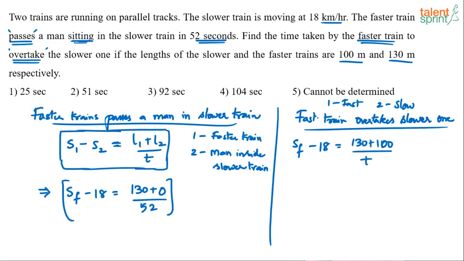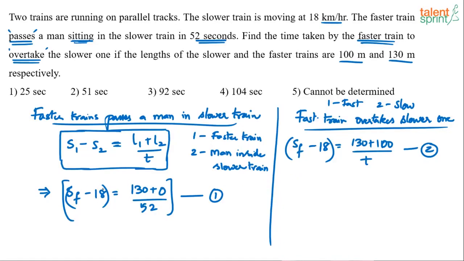So if you observe, this is equation number 1, and this is equation number 2. Instead of solving, what is SF? You can calculate SF from the first equation, substitute that SF in the second equation to get the time T. But instead of doing all that drama, let's assume this SF minus 18, which is in both the equations, is like speed X. So X is equal to 130 by 52. X is equal to 130 plus 100 by T. Equate those two.